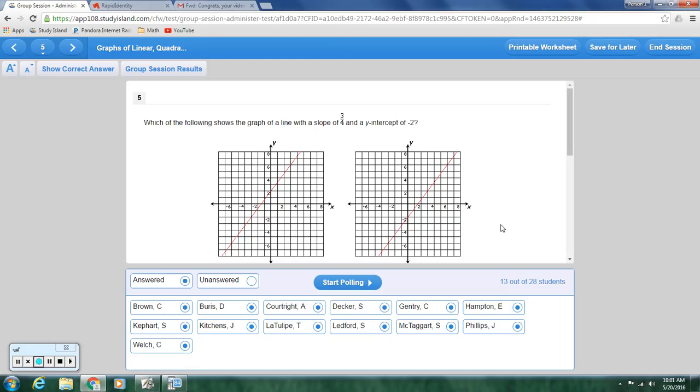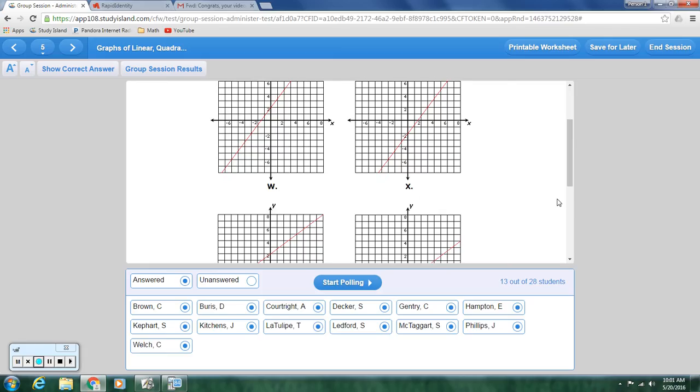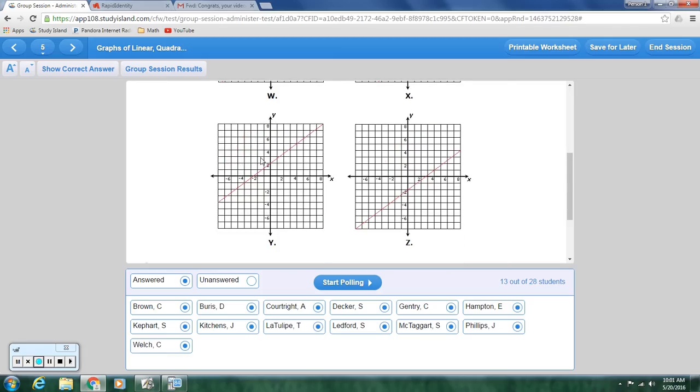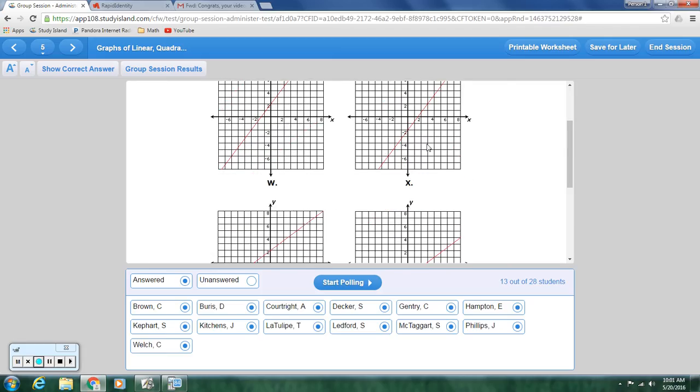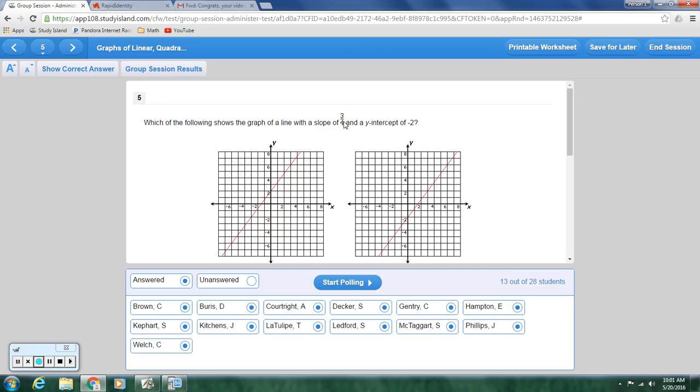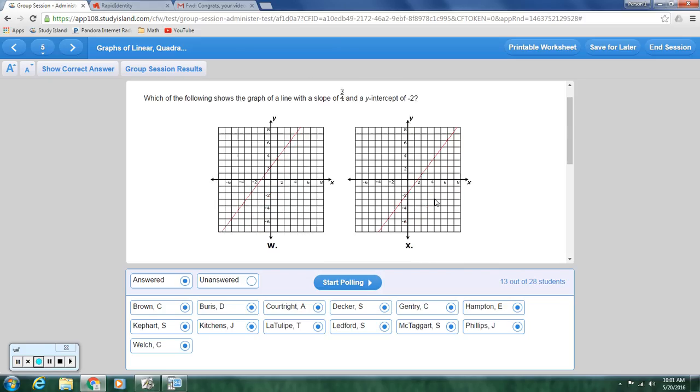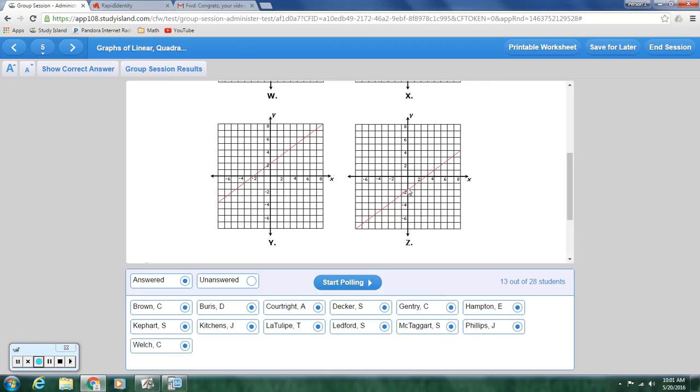Alright, so y-intercept of -2. That one doesn't cross at -2. That one does, and that one doesn't. So we're looking at these two right here. We're going to use that slope, up 3, right 4. If I'm right here, go up 3: 1, 2, 3, right 4: 1, 2, 3, 4. It's not on that red line. So it should be this one. Up 3: 1, 2, 3, right 4: 1, 2, 3, 4. So it should have been easy.